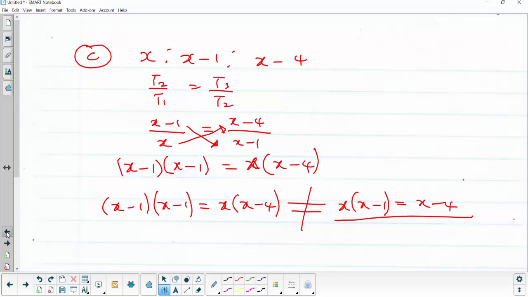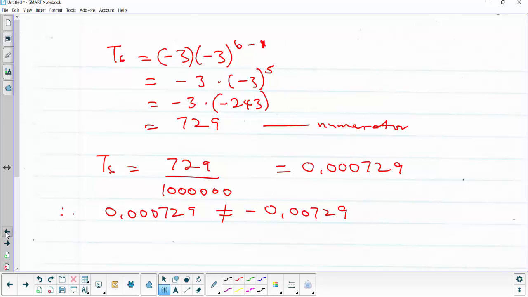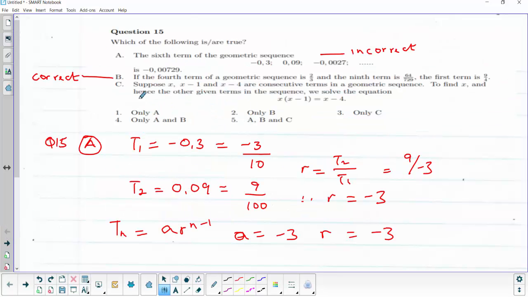Let us go to the question page. So this is C. This C is also an incorrect statement. Now, from our calculation, we can determine that only B is the correct statement. So which means this is the answer for question 15. Only B is the answer.